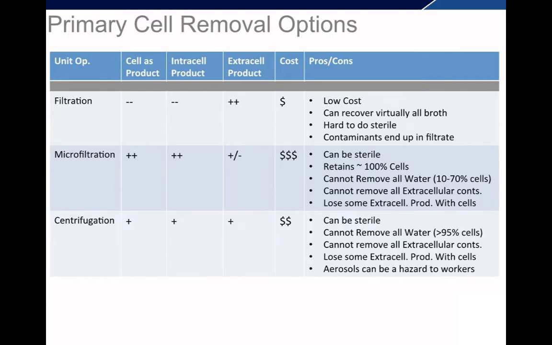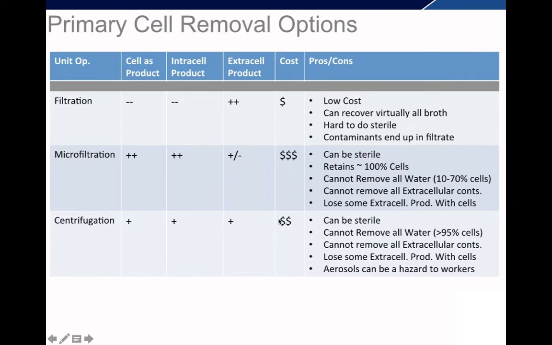Microfiltration has become a standard in the pharmaceutical industry. It can be done sterilely, and you can retain 100% of the cells. It is a little more expensive than centrifugation. You basically buy these pre-sterilized filtration cassettes. It cannot remove all the water or extracellular contaminants, and you do lose some of the extracellular product with the cells if your product is in the broth.